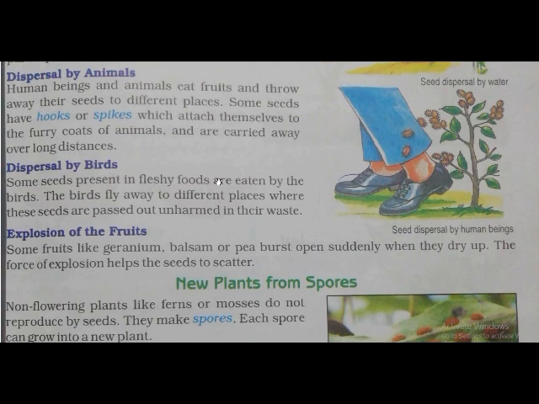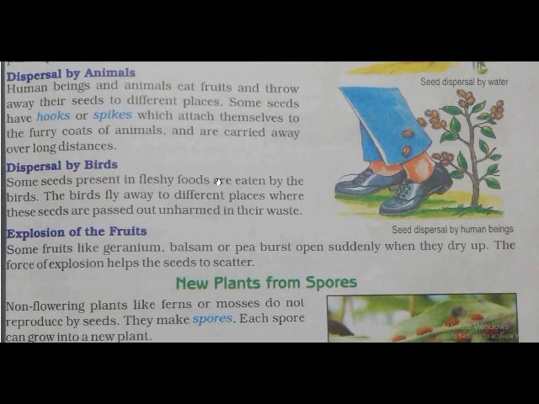And one unknown process is that some plants have hooks and spikes. So what happens is, these seeds bearing hooks and spikes get attached to our clothes, and then they go through a long distance. Now dispersal by bird.